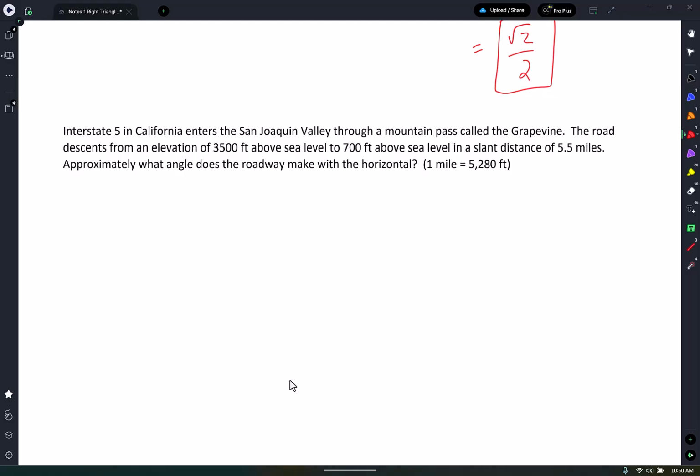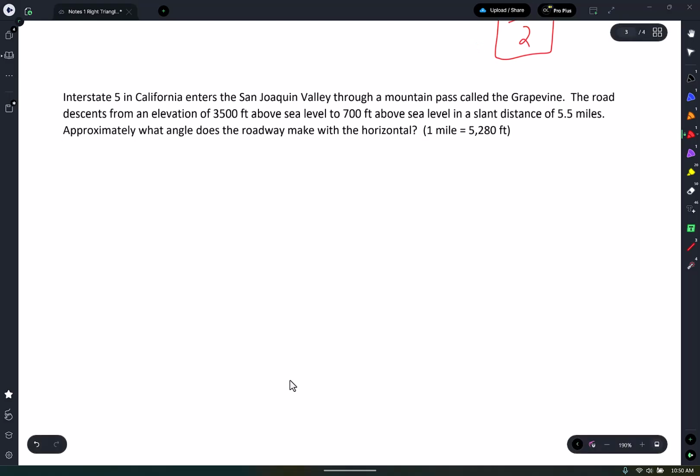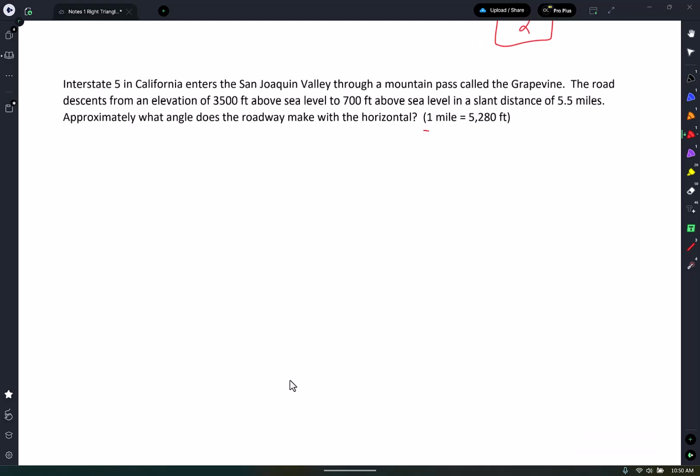Bam, bam. All right. Interstate 5 in California enters the San Joaquin Valley through a mountain pass called the Grapevine. The road descends from an elevation of 3,500 feet above sea level to 700 feet above sea level in a slant distance of 5.5 miles. Approximately what angle does the roadway make with the horizontal? Okay. They're being nice. They don't have to tell us that 1 mile is 5,280 feet.